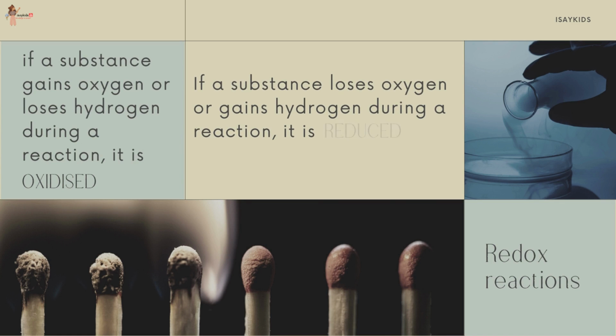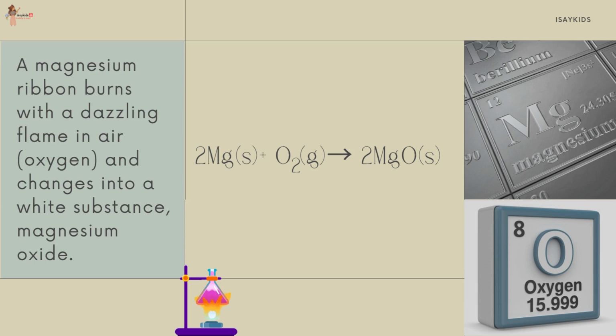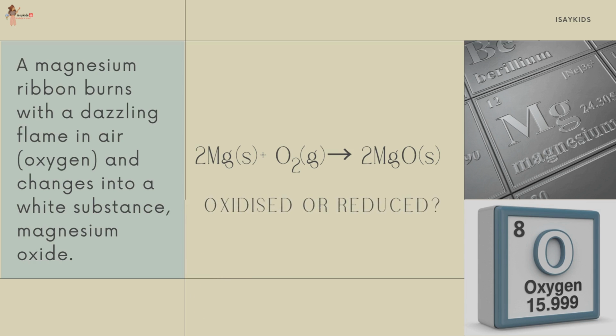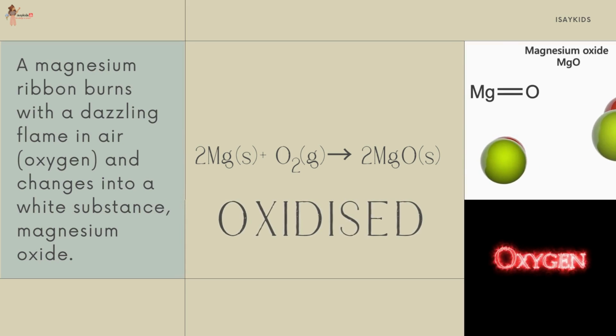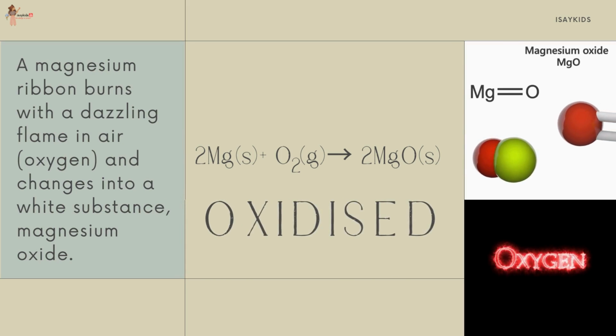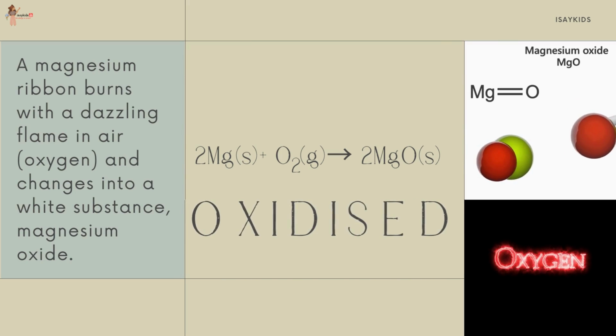Do you remember the activity where a magnesium ribbon burns with a dazzling flame in air and changes into a white substance, magnesium oxide? Is magnesium being oxidized or reduced in this reaction? When a magnesium ribbon burns to form a white ash, magnesium metal is oxidized in this reaction because it combined with oxygen to form magnesium oxide.